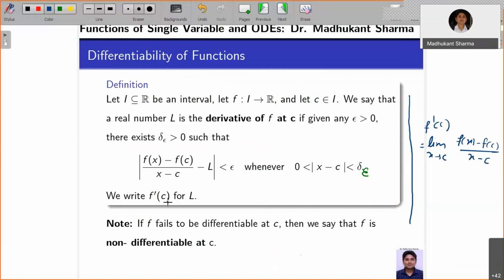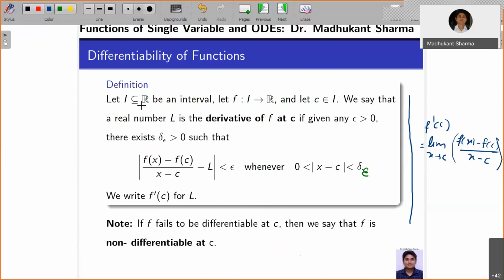If we write f dash of c is L. So in terms of epsilon delta, this is a limit of some function g, you can say g of x. So the limit of g of x equals L. Then you can write the definition carefully.